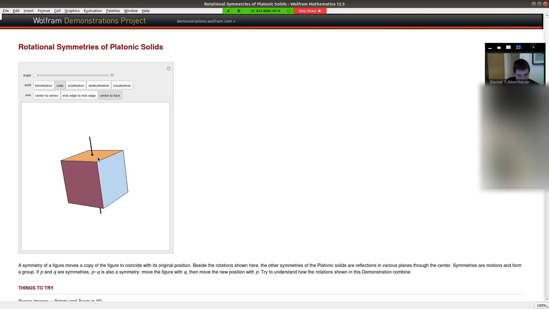And you have this axis, and you can raise the angle. And the point is, the symmetry is when the object gets back to where it started. So you can still see the shadow in the background, and I can do one turn, two turns, three turns, four turns. So around this axis, it has a four-fold symmetry, which you would expect if you just look at the cube, of course. And those symmetries will form this nice object called a group.